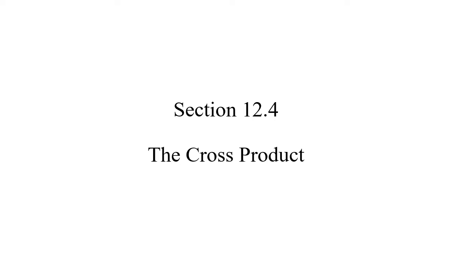Okay, everyone, we're on section 12.4 now, which is the cross product, and this is another way that we can combine our vectors together, not necessarily with multiplication, but kind of with the same sort of properties, and it's kind of a continuation of a different way to do it other than the dot product.